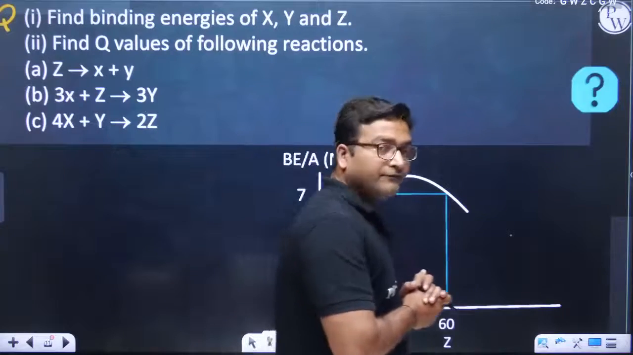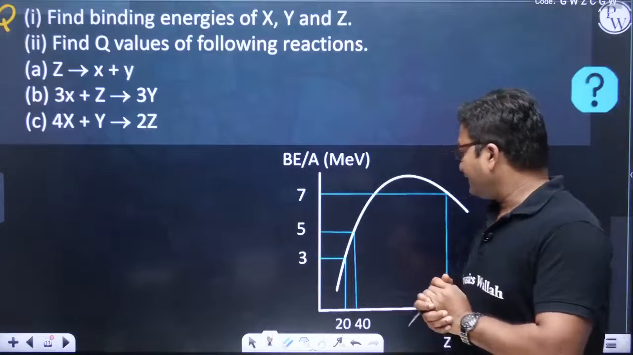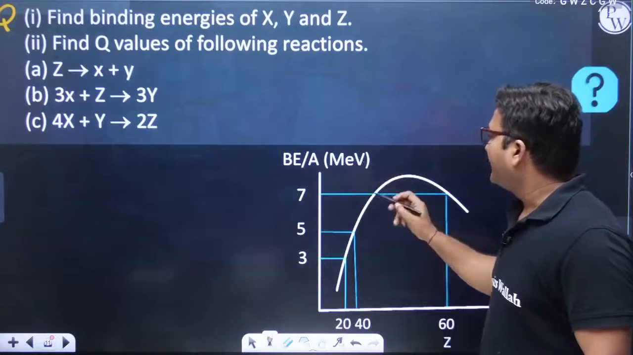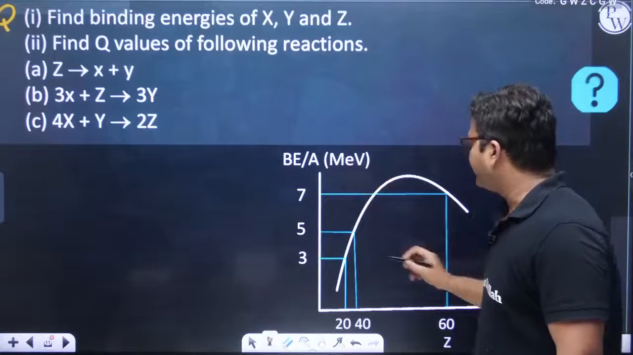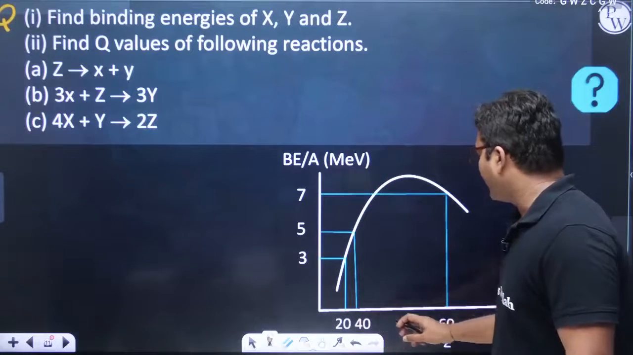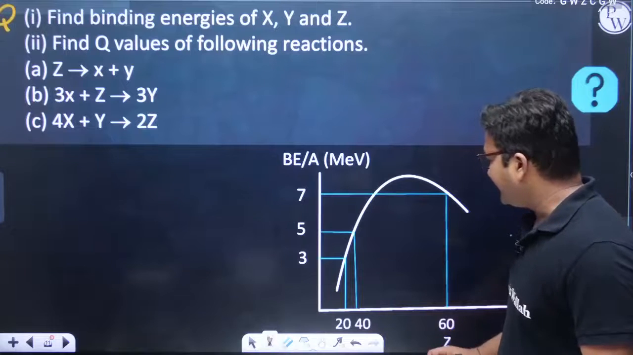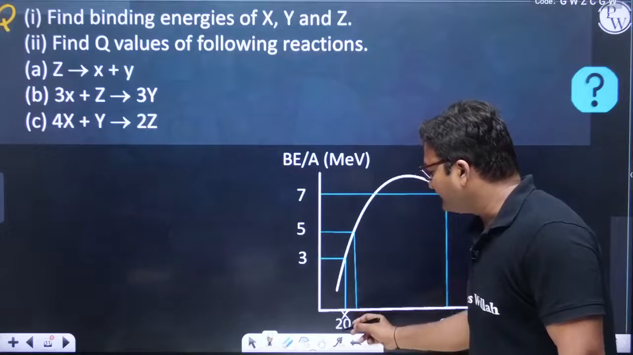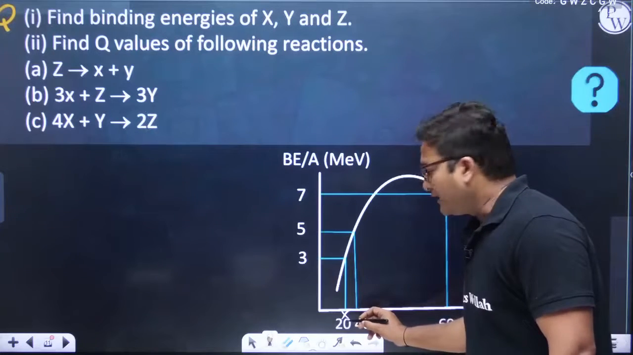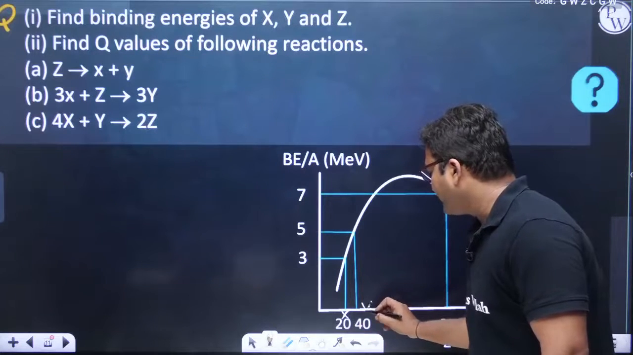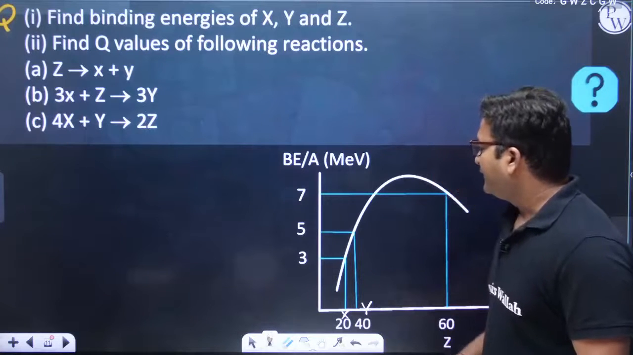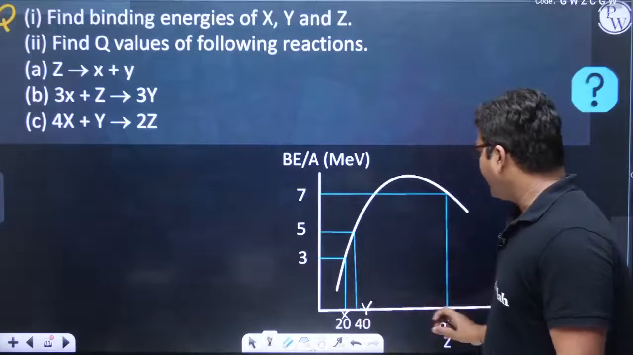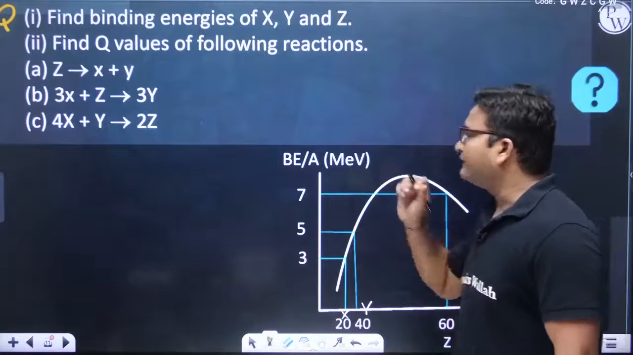Here we have a graph. It's a binding energy per nucleon graph, binding energy per nucleon versus mass number. This is mass number 20, 40, 60. 60 is for Z, 20 is for X actually, and it is written here, so it's not visible, I think. So 20 for X and 40 for Y. Let me write it here. For X, the binding energy per nucleon is 3. For Y, it is 5. And for Z, it is 7.